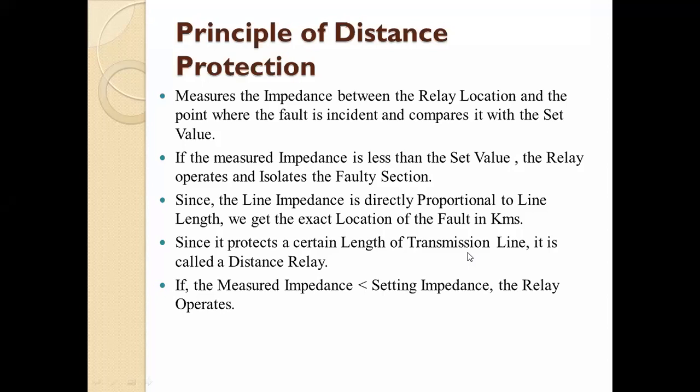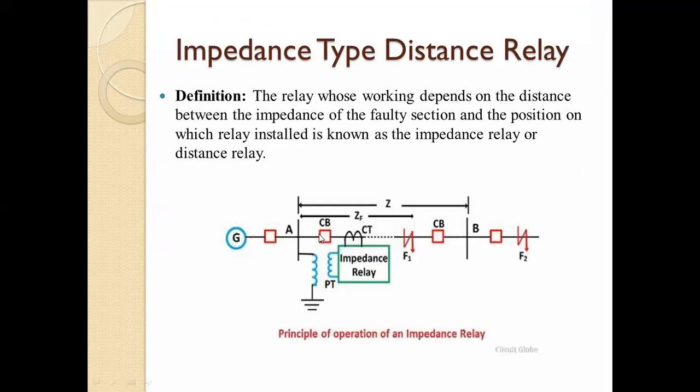So here also such torque will be produced to operate your relay. Here we are considering the impedance, and that impedance is set. There is a set value of that impedance, and when any fault occurs and the impedance becomes less than the set impedance, then only your relay will operate.